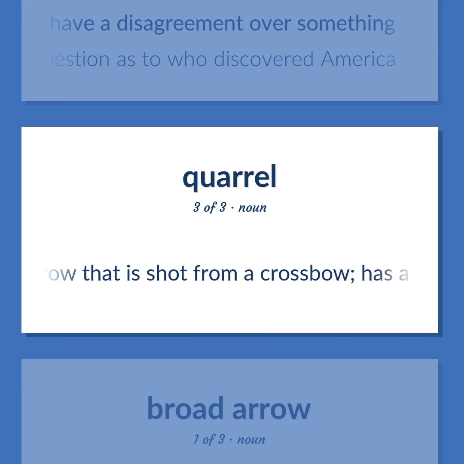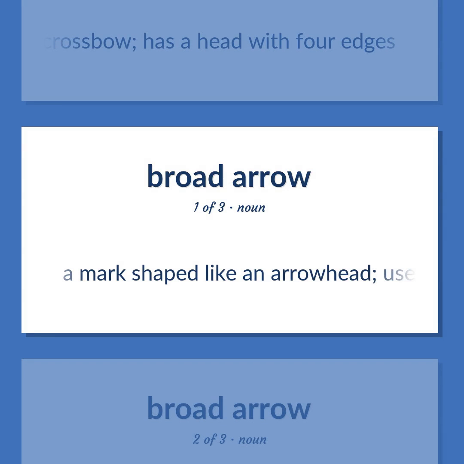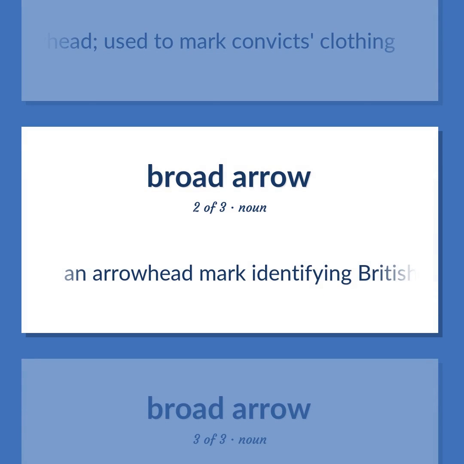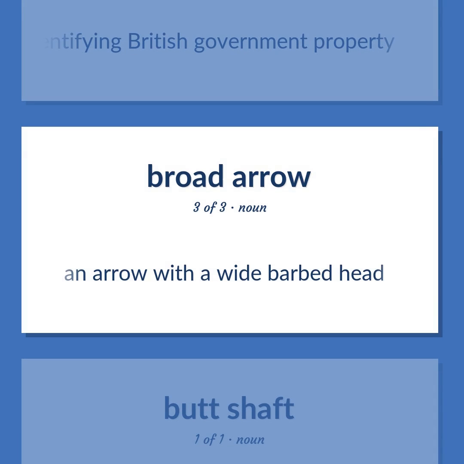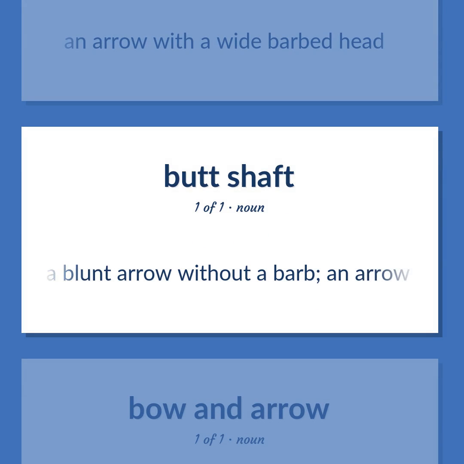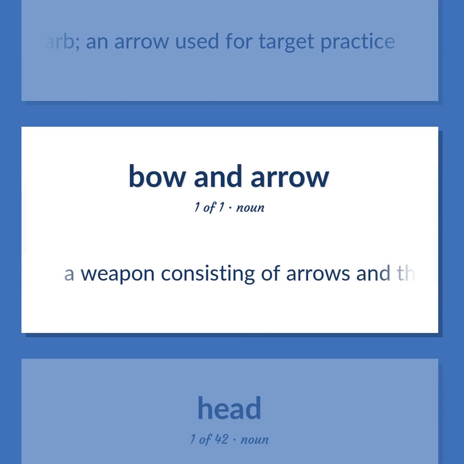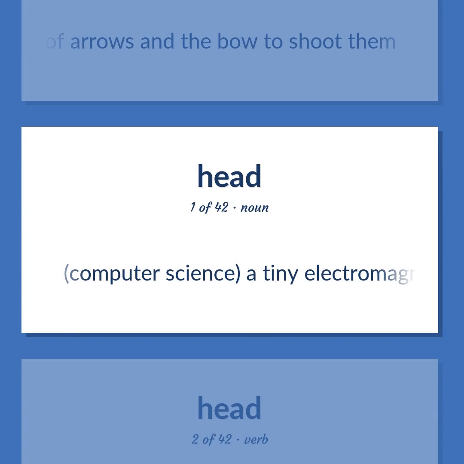An arrow that is shot from a crossbow has a head with 4 edges. A mark shaped like an arrowhead, used to mark convicts' clothing. An arrowhead mark identifying British government property. An arrow with a wide barbed head. A blunt arrow without a barb, an arrow used for target practice. A weapon consisting of arrows and the bow to shoot them. Computer science, a tiny electromagnetic coil and metal pole used to write and read magnetic patterns on a disk.